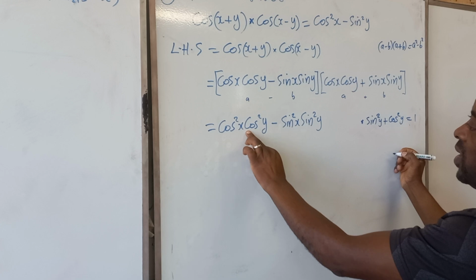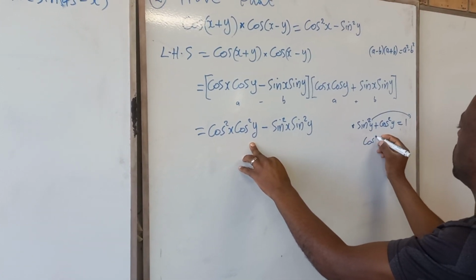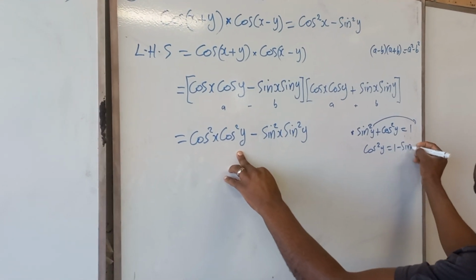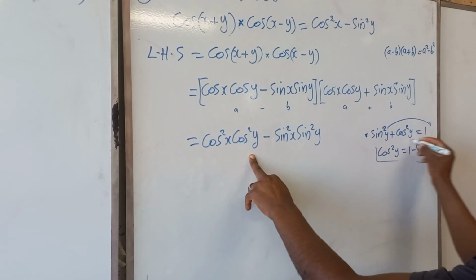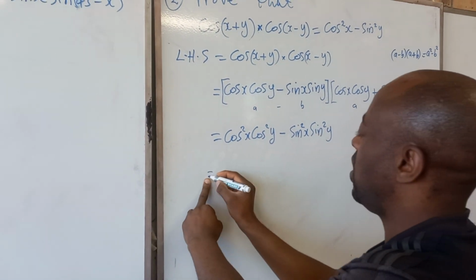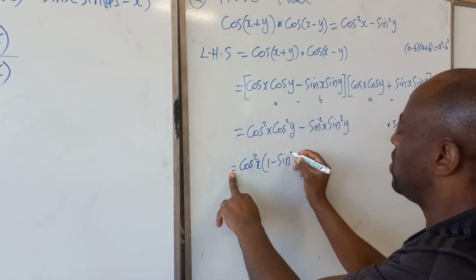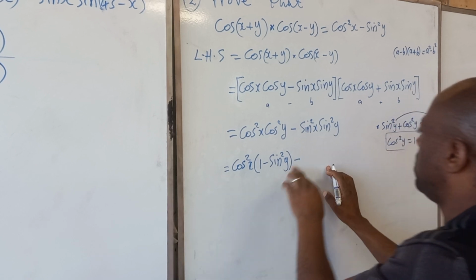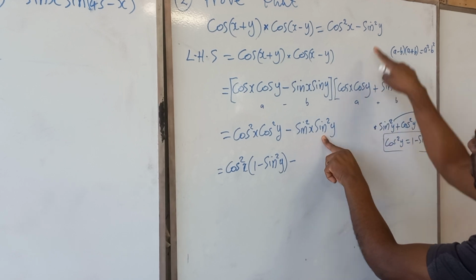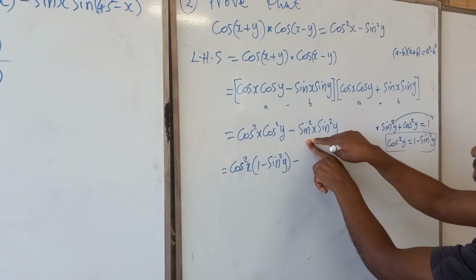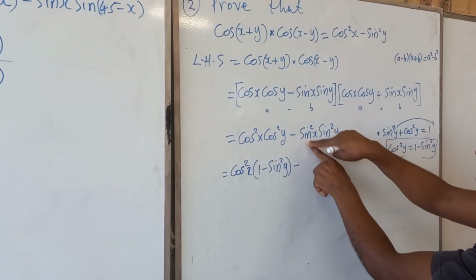So I need something to replace this guy. If I take this one this side, I'll be saying that cos square y is 1 minus sine square y. So in the place of cos square y, I'll be putting 1 minus sine square y. So if I come back here, this will be cos square x in bracket 1 minus sine square y minus, then when I compare this to where I'm going, you see, I need sine square y, sorry, I don't need sine square x. So I have to take this one out.